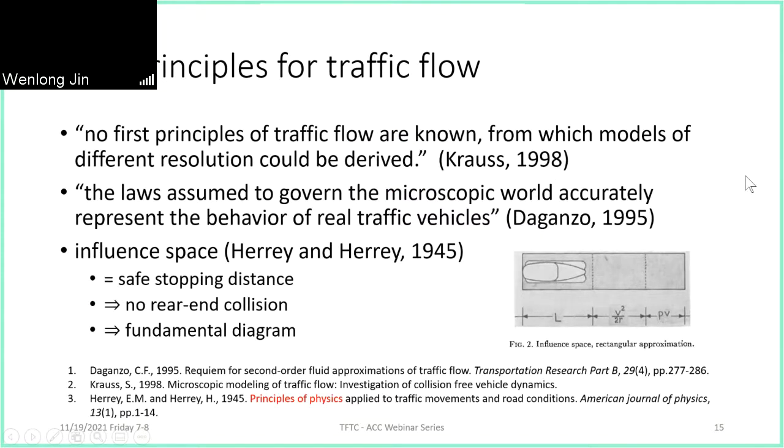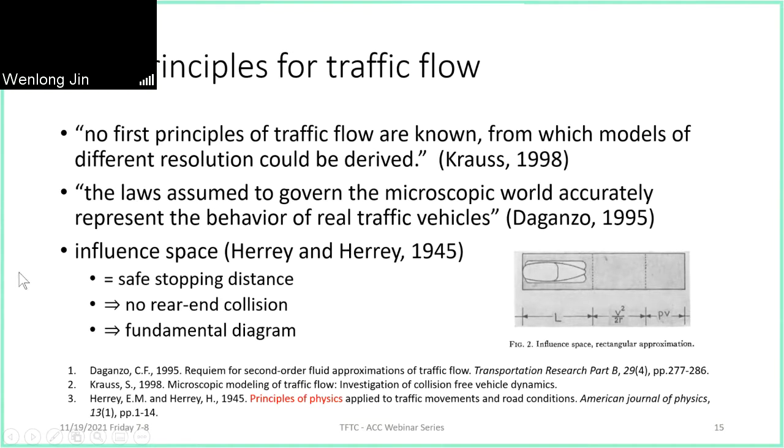So the first principle for traffic flow is not well known. In a very famous 1998 dissertation, Cross said that no first principles of traffic flow are known from which models of different resolution could be derived. But actually, Daganzo used some first principles to criticize the second order continuum models. Later, I will have some comments on that too. He argued that the laws assumed to govern the microscopic world accurately should represent the behavior of real traffic vehicles. But what are the behaviors? What are the laws?